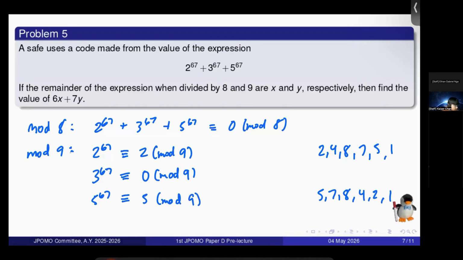And thus the entire expression here is 7 mod 9 because it's just 2 plus 0 plus 5. If you take the powers of the numbers and then add them, the remainder stays the same if you add the remainders. So that's why just adding the 2, 0, and 5 here is a legal move.